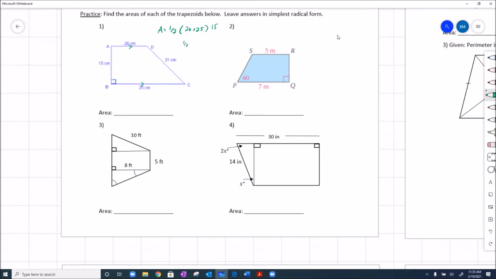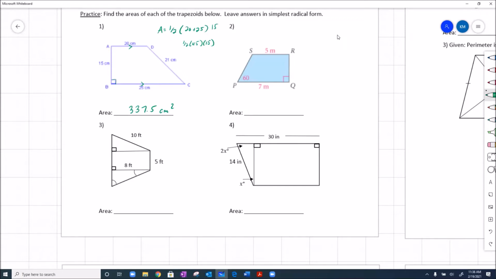So 1/2 times 45 times 15. That will give us 7.5 times 45, which is 337.5. Okay, and in this case, centimeters squared. We wouldn't be able to write it in simplest radical form because there's no need for a radical.